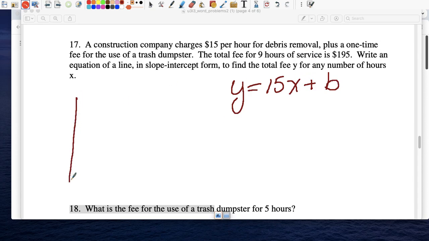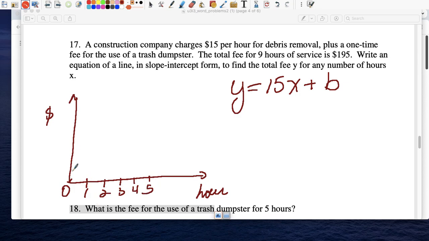So think about this. Construction company, they come to your house or you hire them, right, to remove junk. So it's per hour. Here's the cost. 0 hours, 1 hour, 2 hours, 3 hours, 4 hours, 5 hours. So imagine if they came and they haven't even started anything. Because it says there's a fee, we know it's not going to start here. It's not going to go through the origin. It's going to start here, whatever that number is. And it's going to go like this.